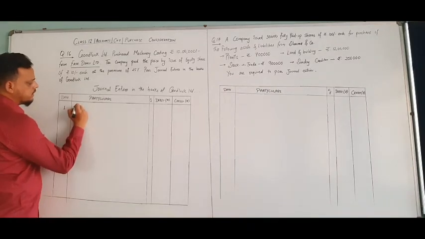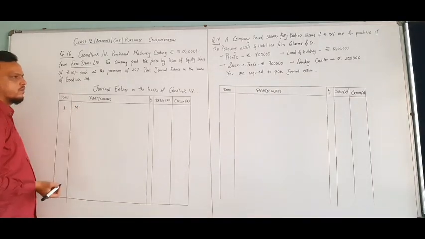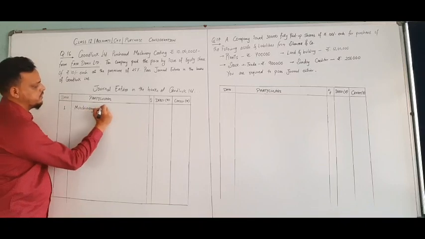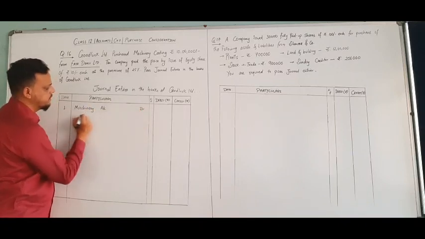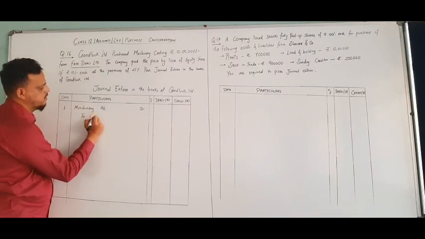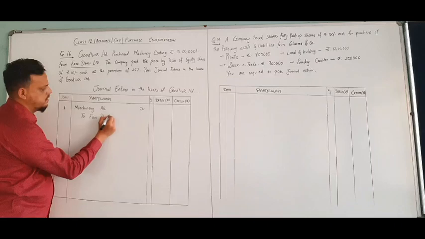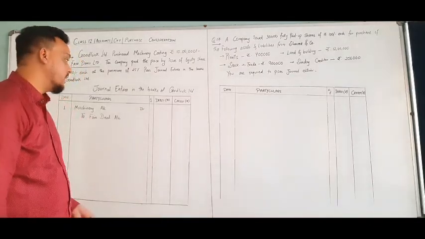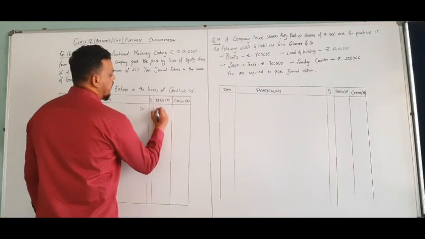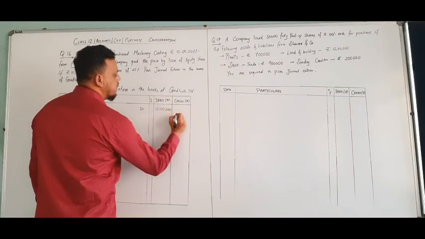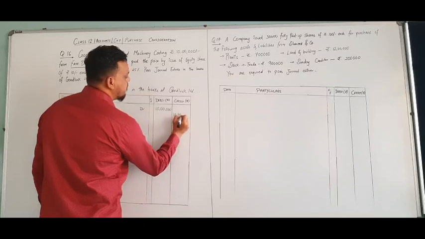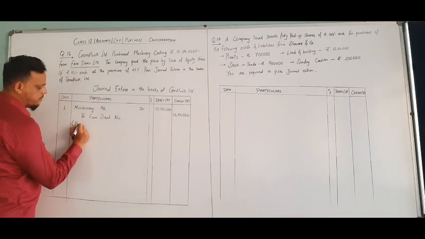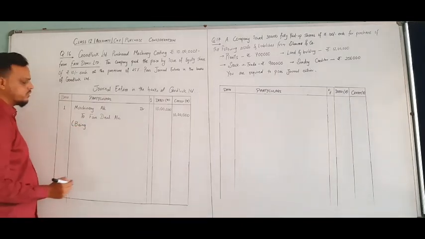So I am writing an entry. Instead of purchase account, we have to write machinery account because it is an asset. Machinery account debit to Fair Deal account. This is a basic entry which has been done in 11th standard also, but in 12th also it is a basic entry. The amount will be 10 lakh rupees, because the machinery purchased by Goodluck company costs 10 lakh rupees.